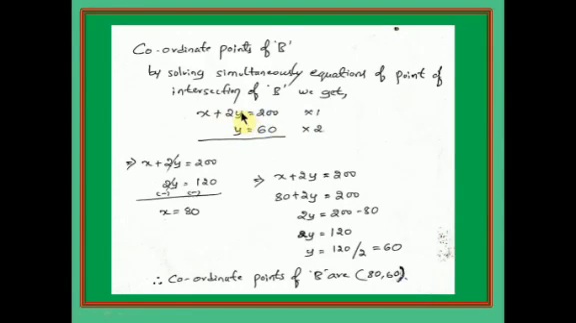What is the value of y now? 60, isn't it? If I am considering 60 multiplied by 2, that is 120. So this 120 becomes minus, on this side, 200 minus 120. Then the value of x will be equal to 80. It has already been found out. x is equal to 80.